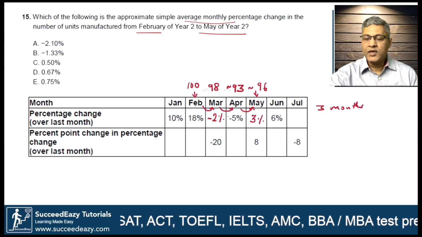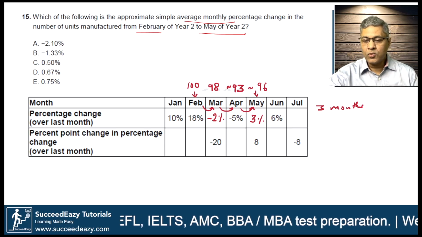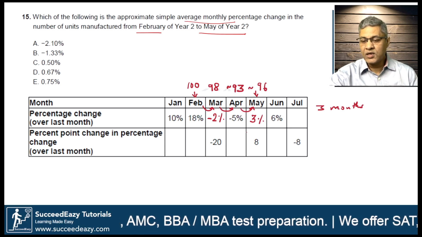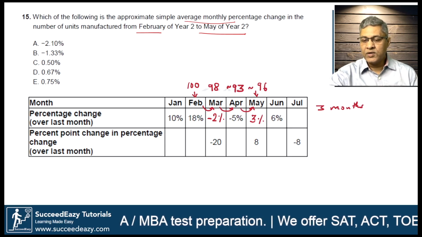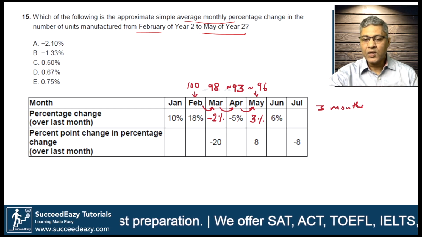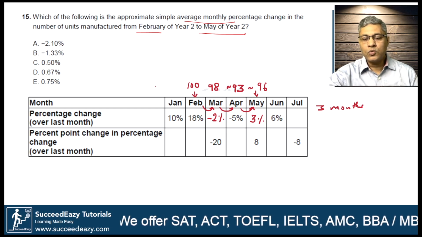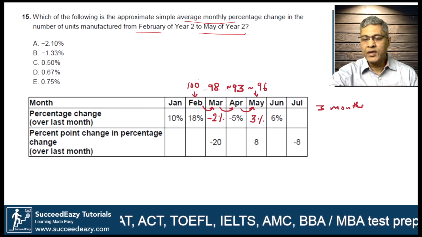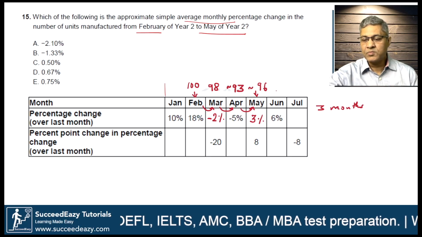So we will plot the data from, 18 minus 20 is minus 2, and minus 5 plus 8 is 3. So we have these two data points filled in. Now year 2, we are dealing from February to May, so we are in this space.